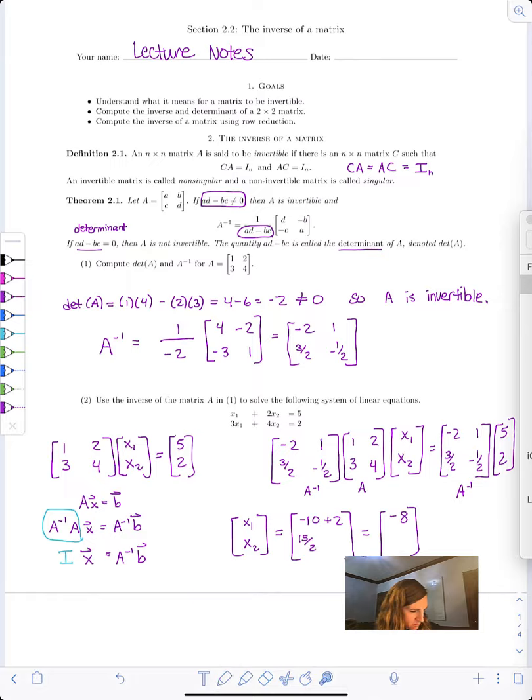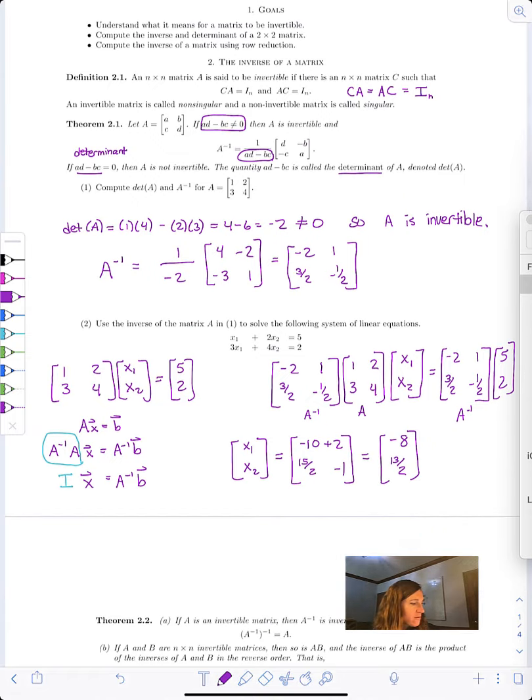Okay, so we have 15 halves, and here we have 2 times -1/2, so that becomes a -1. And so actually this is 13 halves. One of the great things in linear algebra is that you can, in this course, often check your answers. This didn't ask us to, but if you want to check your answers, you plug in x1 and x2 into the equations above.